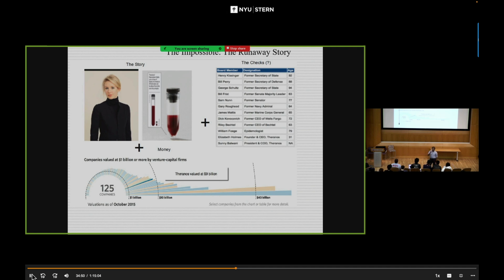I said, assume you were in that June 2015 meeting and Elizabeth Holmes is on the podium and you stand up and you ask that question. Would you have had the courage to do it? Does your blood test work? You'd have felt like the guy who shot Bambi's mother.